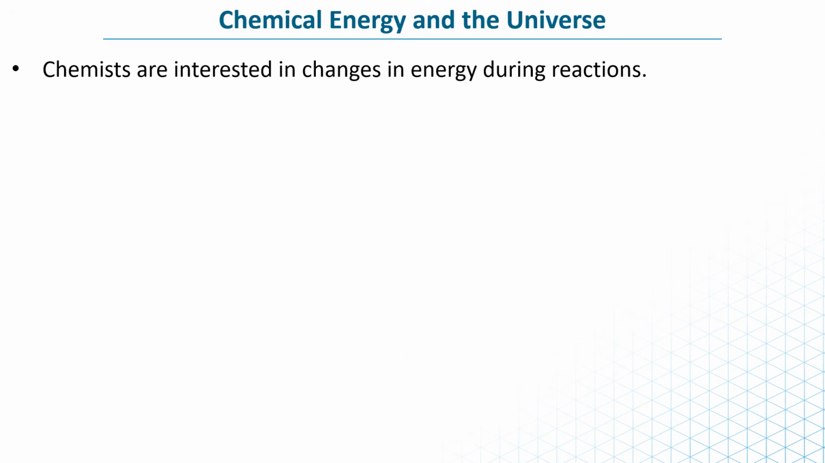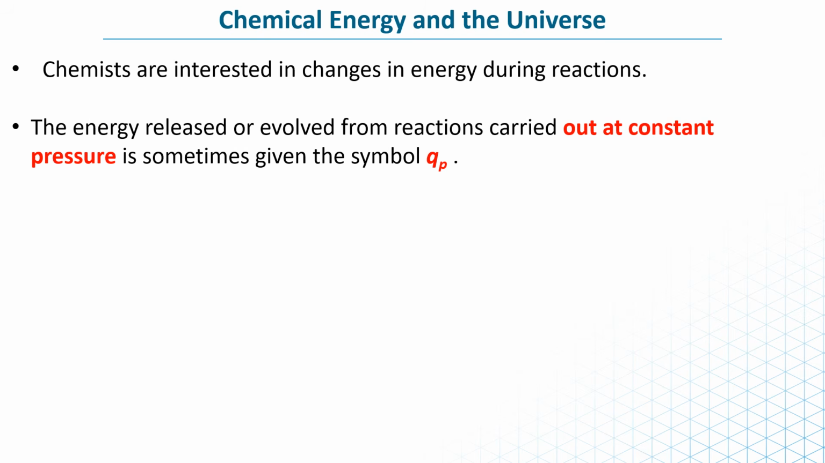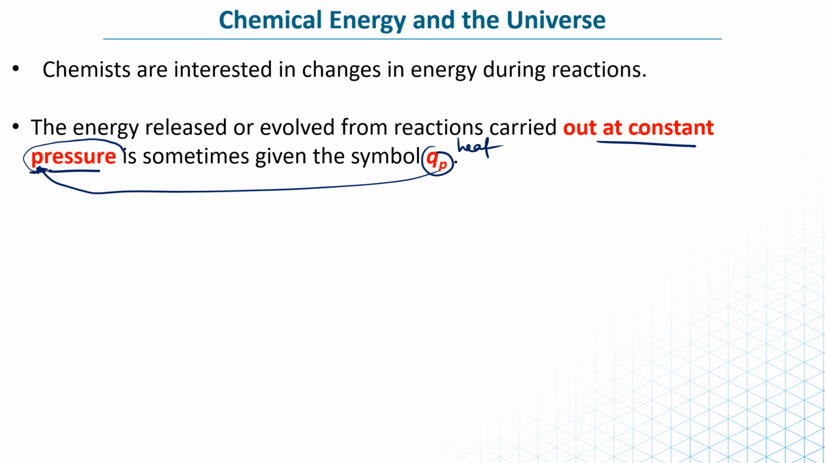So the chemists are interested in changes in energy during reactions. So we want to know if a reaction is exothermic or endothermic. Does it absorb heat or does it release heat, all right? So the energy released or evolved from reactions carried out at a constant pressure is sometimes given the symbol QP. So we are talking about heat here, okay? ثم لما نتكلم على الحرارة اللي تفقد أو تكتسب في التفاعلات الكيميائية ولما يكون الضغط ثابت ما يتغير نسمي الكيو هاي QP. What does P mean? P comes from the word pressure. It means that it's a constant pressure, okay? ثابت.